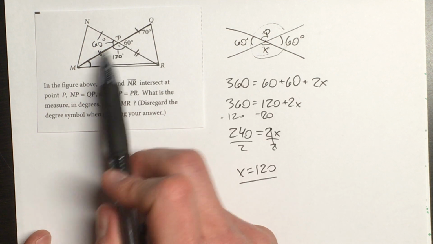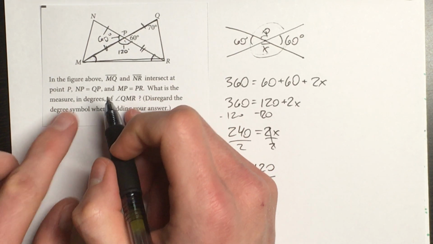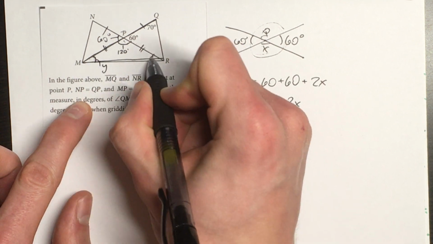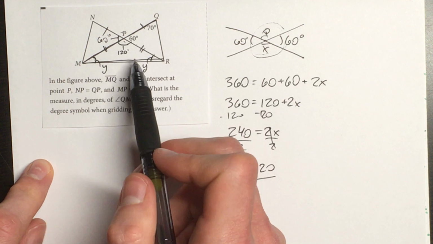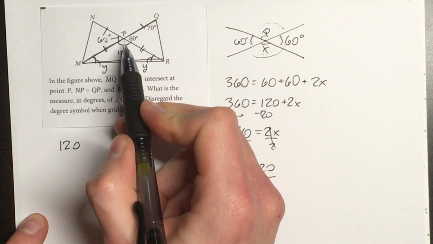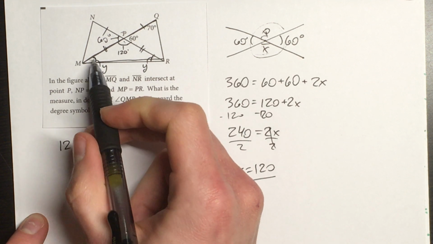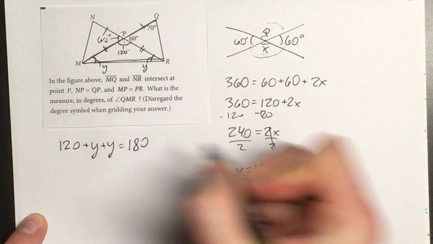Well, as I said, it's an isosceles triangle, so this angle has to be equal to this one. So let's call it y. So this is angle y, and this is angle y. And what I know about this triangle is that all the internal angles have to add up to 180. So I know that 120 right here, plus y, plus this one, plus that one, plus this y have to be adding up to 180.